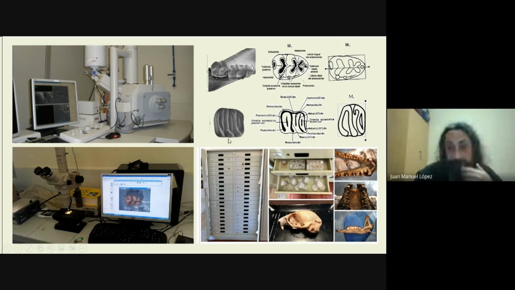For example, here's a tooth from a dormouse, and two teeth from Apodemus, which is a mouse. And here, the reference collections. This is the reference collection of the University of Ferrara.